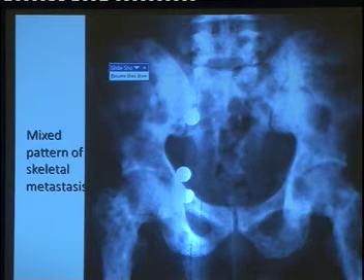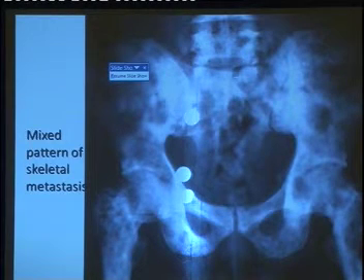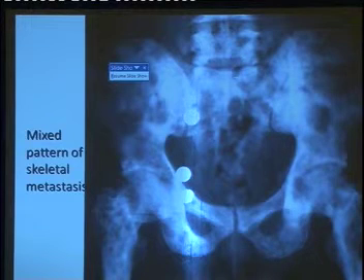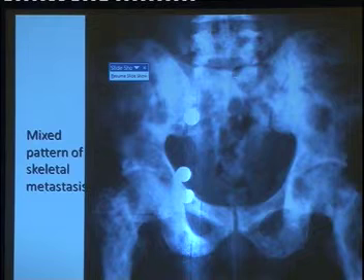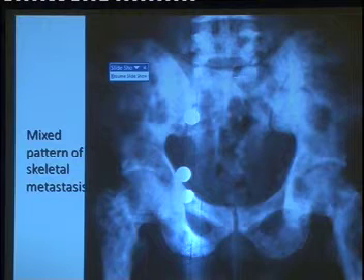Here is a mixed pattern, osteoblastic and osteolytic lesions. Purely osteoblastic lesions you will have to differentiate from another lesion. What is that? Paget's, no, but Paget's is sometimes osteolytic and mixed type. But osteopetrosis, marble bone disease.